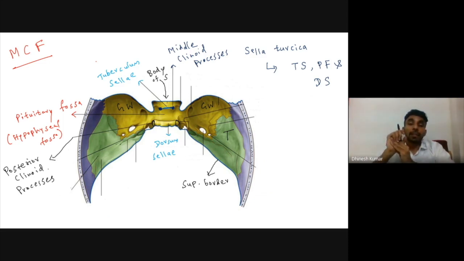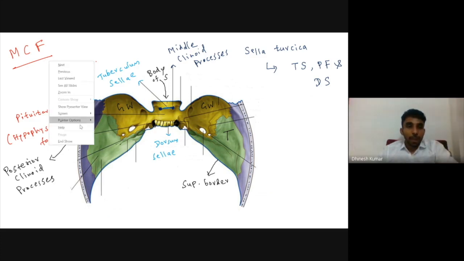Anterior clinoid processes are projections of the lesser wings of the sphenoid bone, right? What about the middle clinoid processes? Sorry, middle clinoid processes are the projections at the lateral ends of the tuberculum sellae, fine? And this is the dorsum sellae, this elevation. The lateral ends of the dorsum sellae, these two, are called the posterior clinoid processes. Fine.